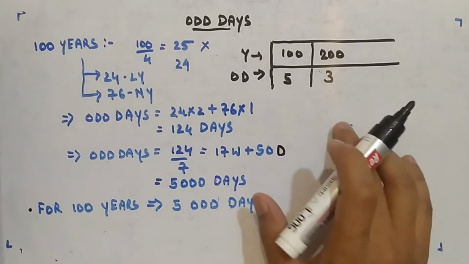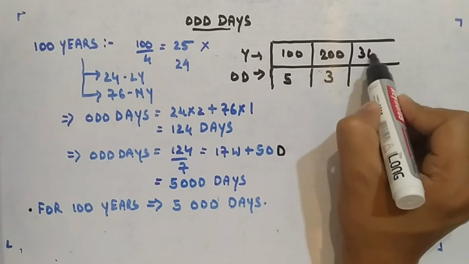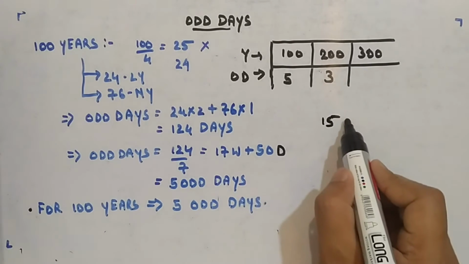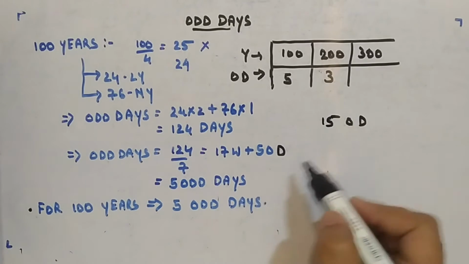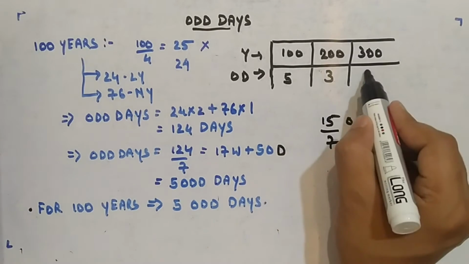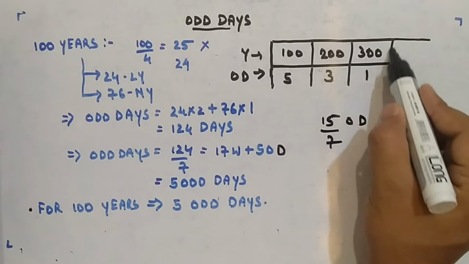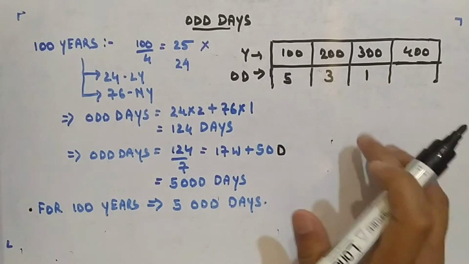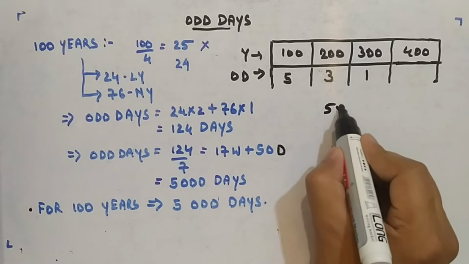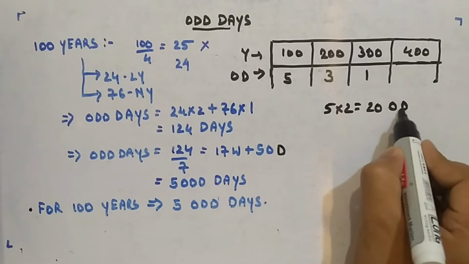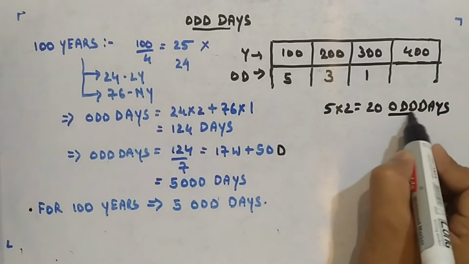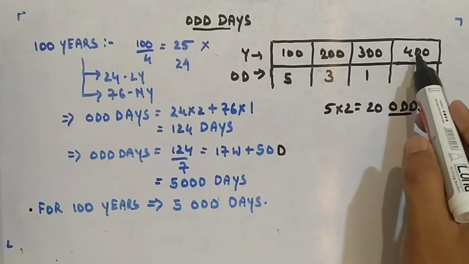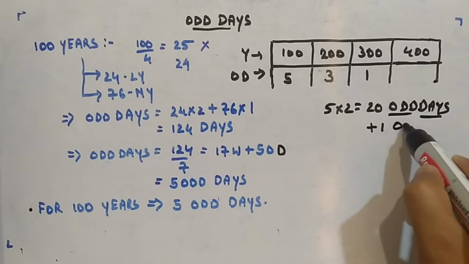Okay. Similarly, if you will go for 300, you will see this has to be multiplied with 3. So 5 into 3 is 15. 15 odd days, but you have only 7 days in a week. So divide by 7 and remainder is 1. Okay. And finally, if you will have 400, then what will happen? 5 into 4. 5 into 4 is 20 odd days. But 400 is a century year as well as it is divisible by 400. So plus 1 extra odd day you will have.